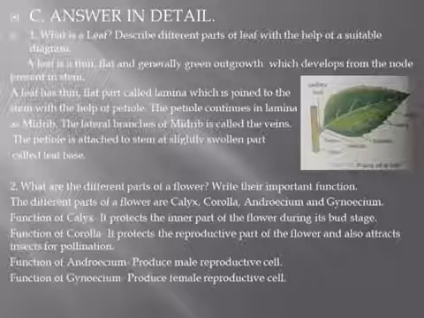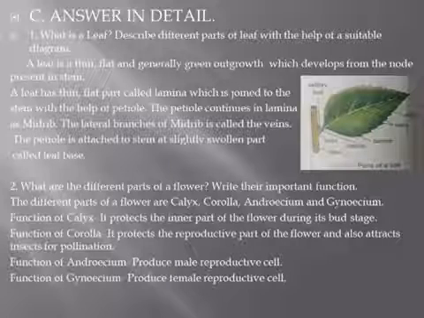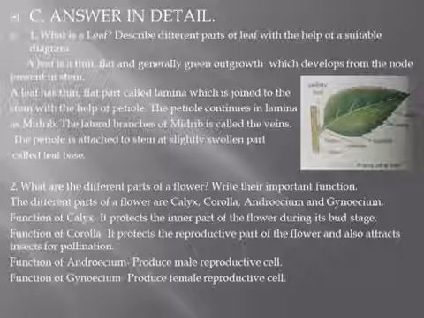Number 2 is corolla, and what is the function? It protects the reproductive part of the flower and also attracts, as corolla is brightly colored. Corolla means petals. They are brightly colored, so they attract insects. When insects come, they do the pollination. Number 4 is androecium. What is the function of androecium? They produce male reproductive cells. And gynoecium produces female reproductive cells.